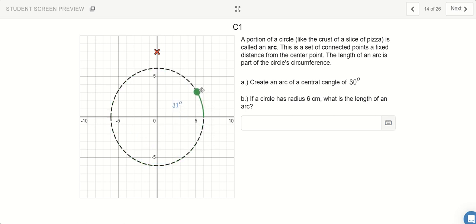So let's make an arc of 30 degrees. If this has a radius of 6, what's going to be the length of the arc? Arc involves circumference. It's the outside layer. So circumference equals diameter times pi. That's our formula.